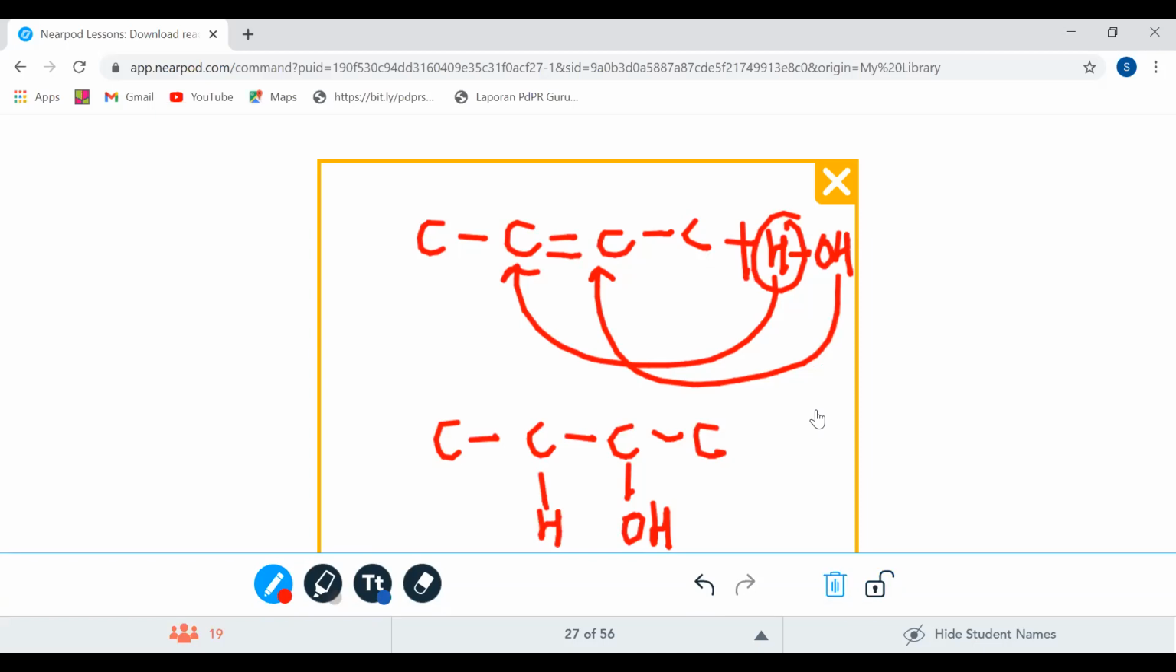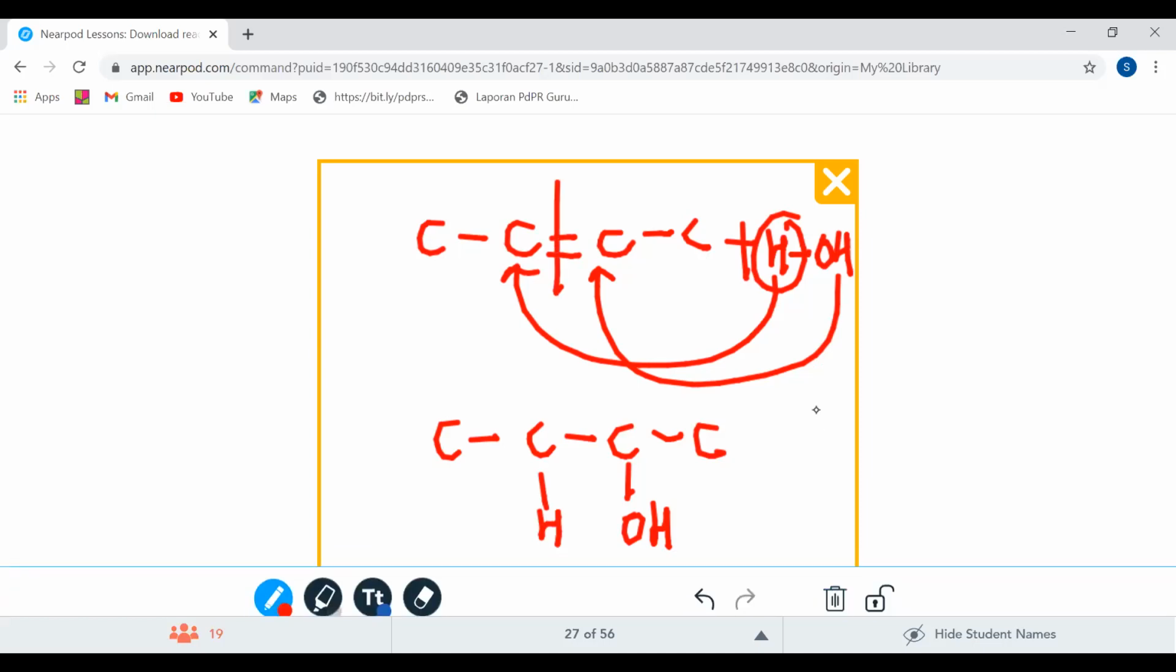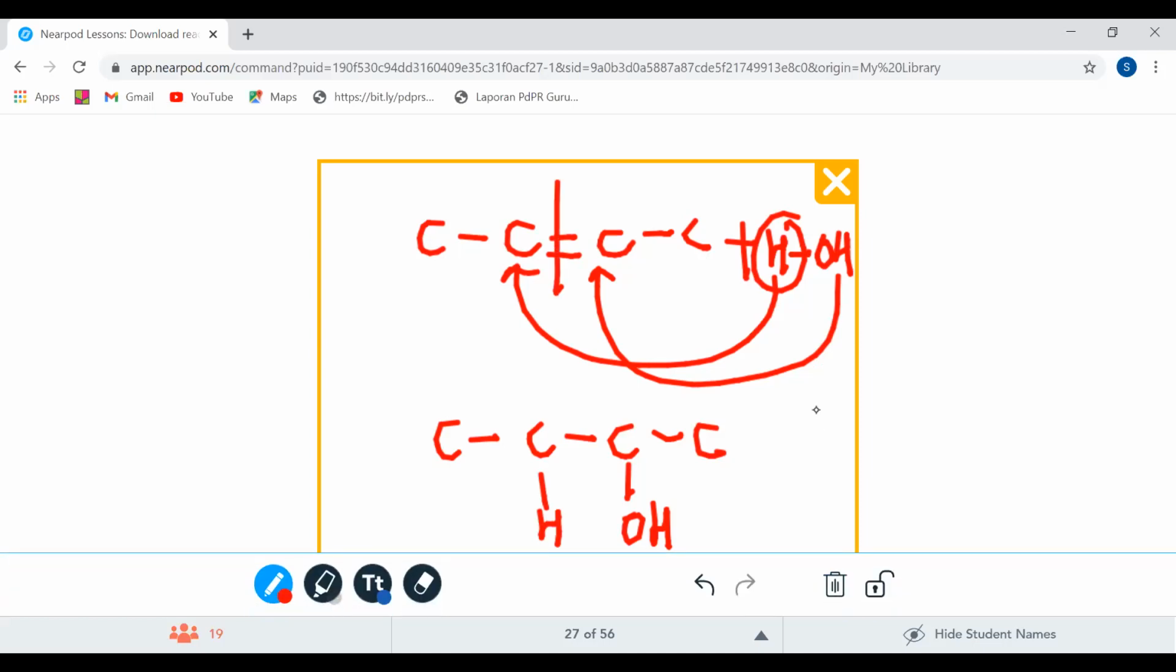Do the double bond after that. The double bond breaks. Teacher, it breaks using heat energy or something like that, right? It breaks because of heat energy? No, nothing to do with the heat. The double bond is unstable.